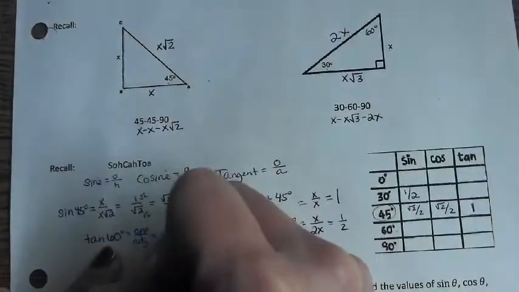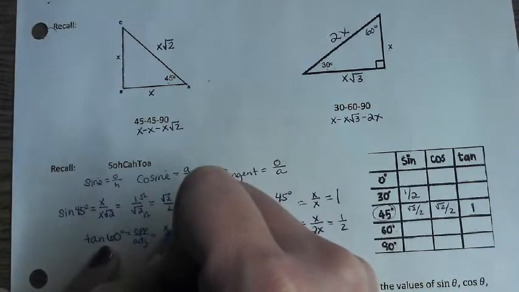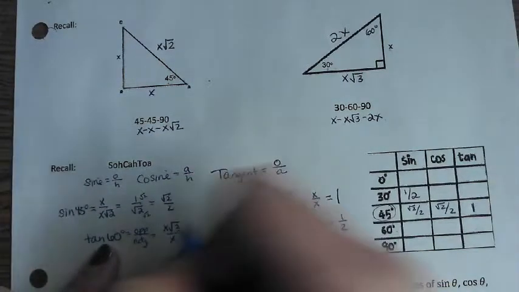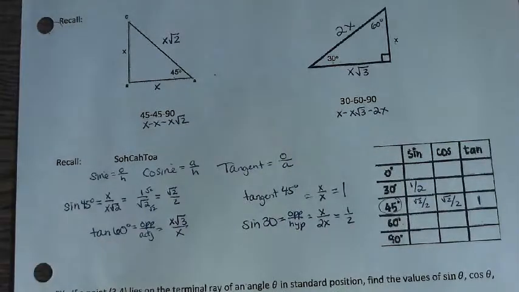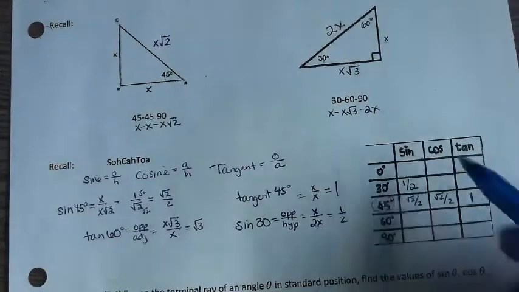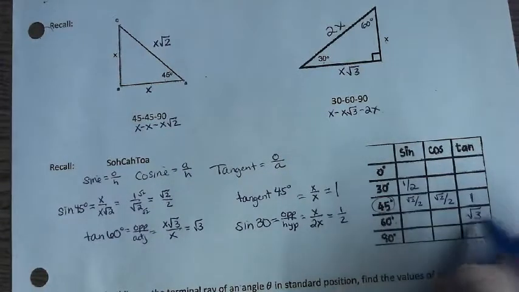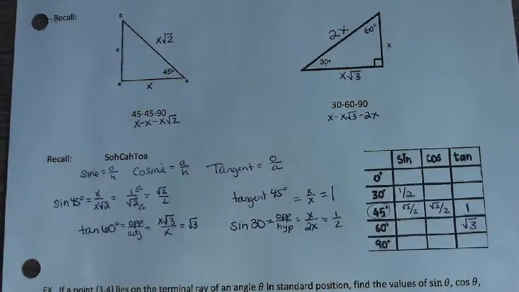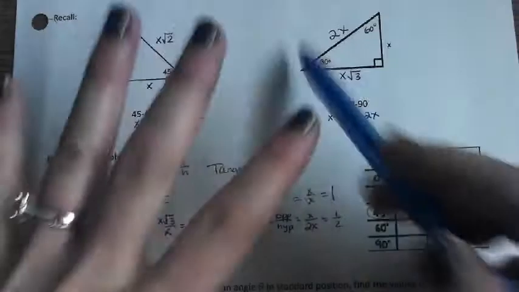X radical 3. And what's the adjacent to that? X. And so your x's cancel, and this just ends up being root 3. The tangent of 60 is root 3. Okay? So this idea is where the table comes from.